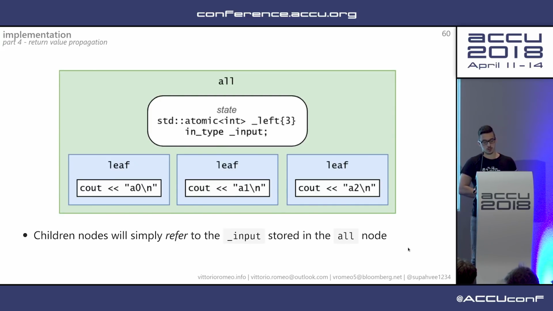We have our all node. It contains the leaves, whatever, the atomic counter. And alongside the atomic counter, it will contain the input. So what we do is we accept the input from our parent. We store it into ourselves. And then since we are guaranteed to live long enough for our computations to complete, we just provide a reference to that to our leaves.